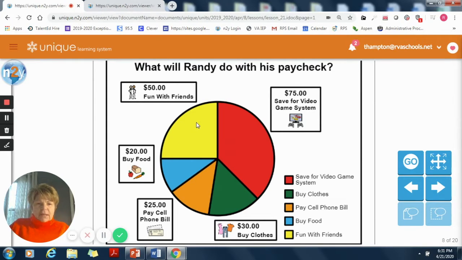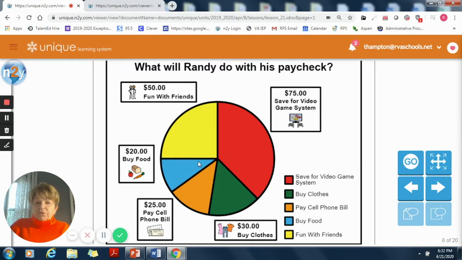Now, the yellow section, what was that for? What did that represent of his paycheck? So we have to go down. We have to find the yellow. Fun with friends. So let's go over to our text box and see how much money he was spending having fun with friends. $50. So that could be anything from going to Sonic's to grab something to eat, or maybe the movies, or to go play laser tag. But he was putting away money to go have fun with friends, $50. So now we have $75 and $50.